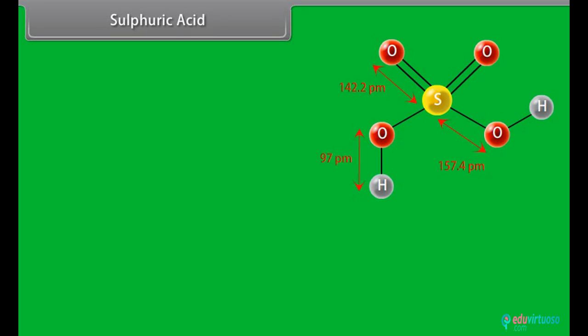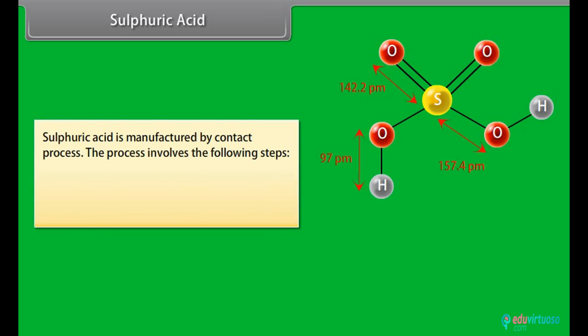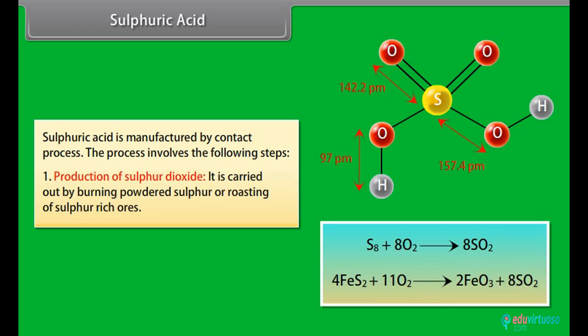Sulfuric acid. It is the most important oxyacid of sulfur. It occurs in certain minerals and springs. It has large application in industries and is also known as the king of chemicals. Sulfuric acid is manufactured by contact process. The process involves the following steps. Production of sulfur dioxide. It is carried out by burning powdered sulfur or roasting of sulfur-rich ores.